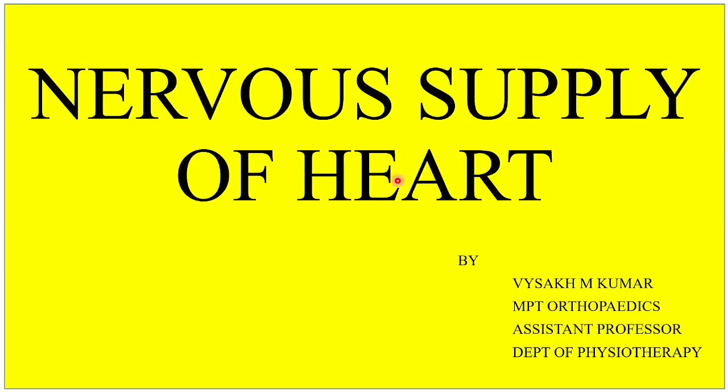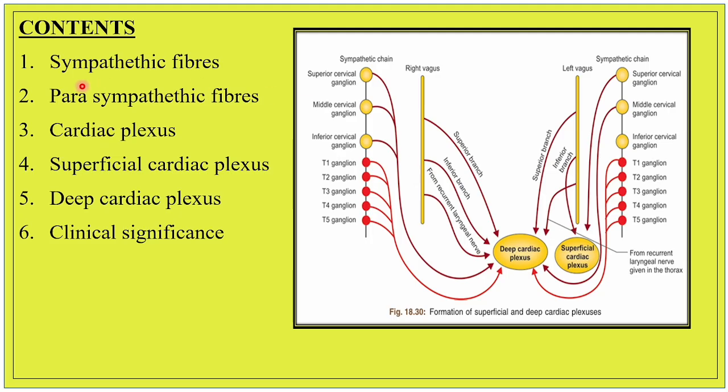In this video, I'm going to explain in detail about the nervous supply of the heart, or the nervous innervation of your heart. Coming to the contents, by the end of this video, you will be able to understand the sympathetic fibers that supply the heart, the parasympathetic fibers that innervate the heart, the cardiac plexus, what the superficial cardiac plexus is, what the deep cardiac plexus is, and the clinical significance in the innervation of the heart.